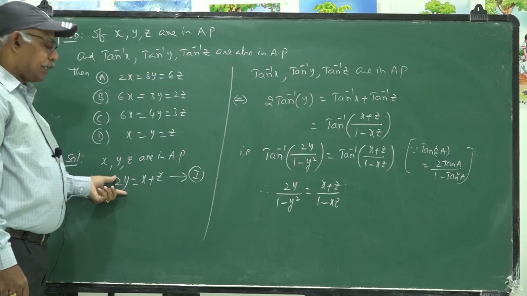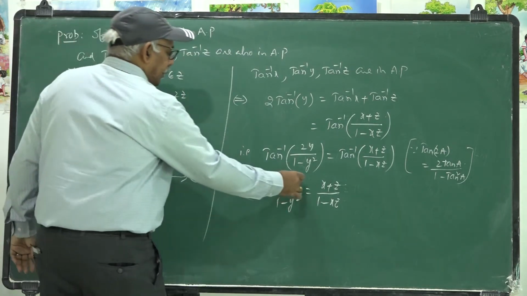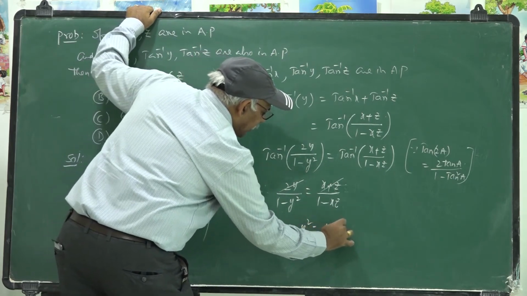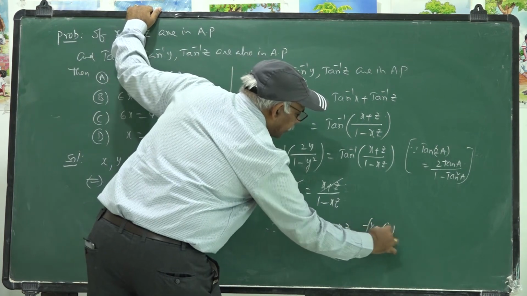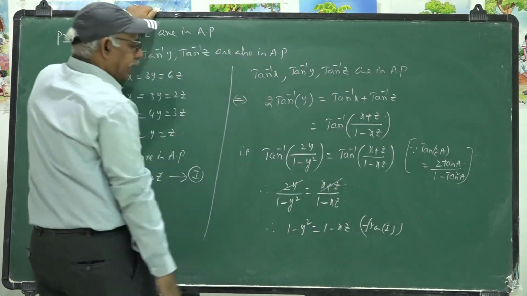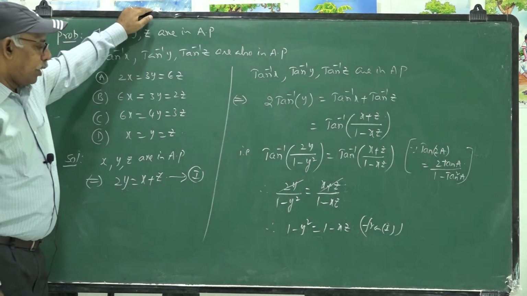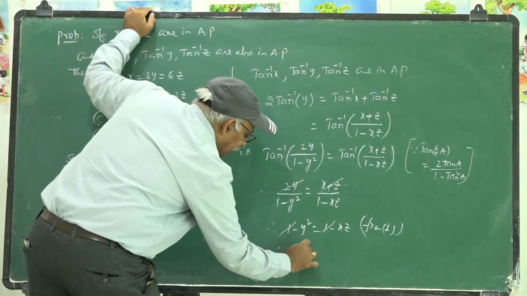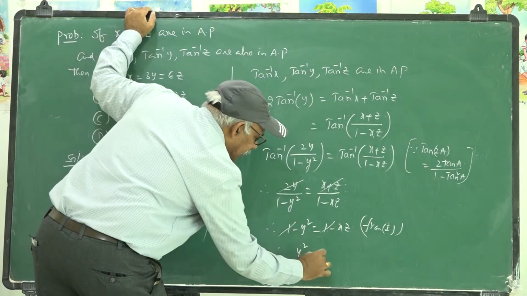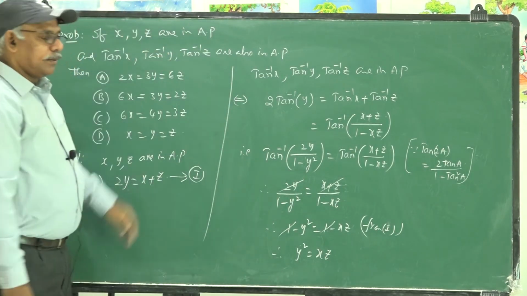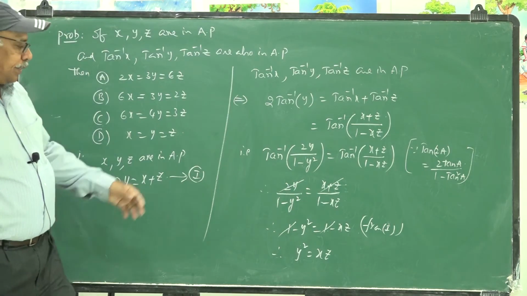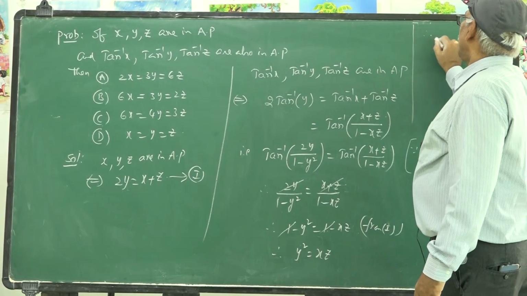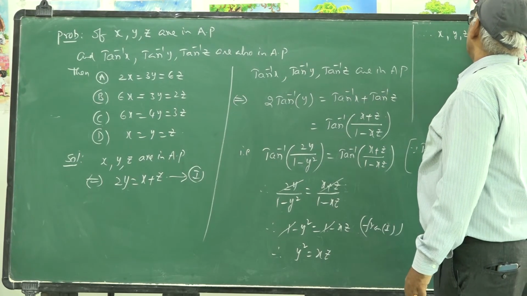But from relation 1, 2y equals x plus z. So you can remove this one. Therefore 1 minus y square equal to 1 minus xz. You can remove the numerator so that 1 minus y square becomes 1 minus xz. So here also you can cancel 1, so that the relation between x, y, z becomes y square equal to xz. Once y square equal to xz, x, y, z are clearly in GP, geometric progression. Therefore, x, y, z are in GP.